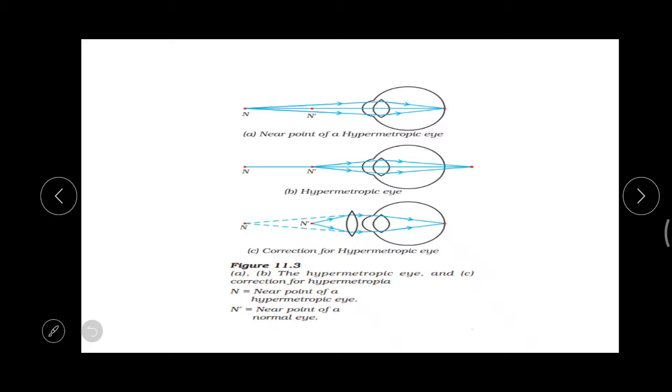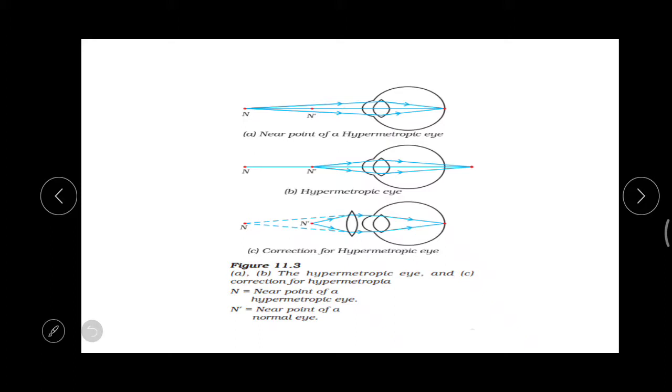Okay, then he has to keep the objects a little bit far from that near point. That's why it is known as farsightedness. That means the near point is getting away from the eye. Are you following? That means the healthy person's near point is 25 centimeters. We have studied that. So in the case of a hypermetropic eye, it will be shifted to 30 centimeters or 35 centimeters like that.